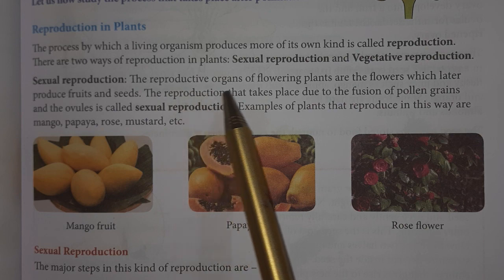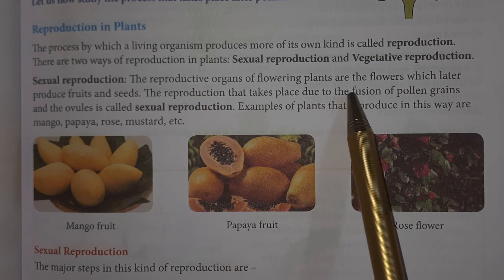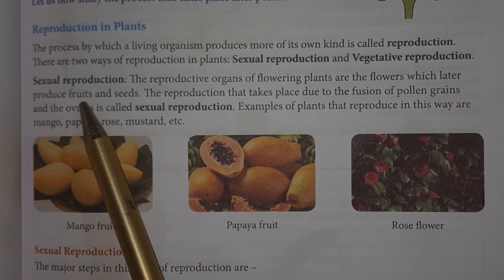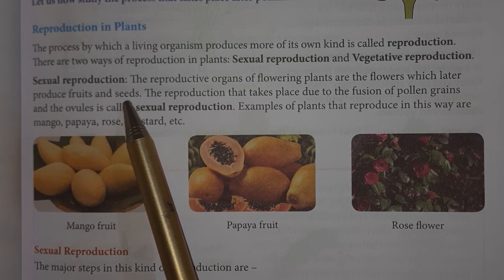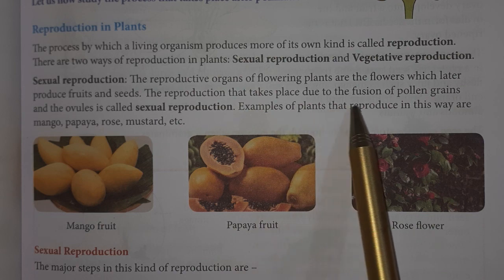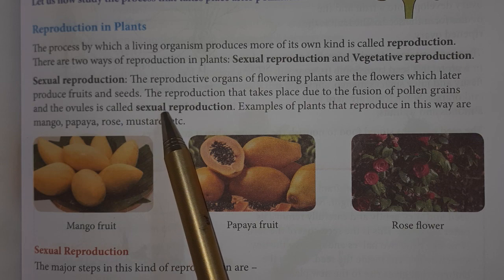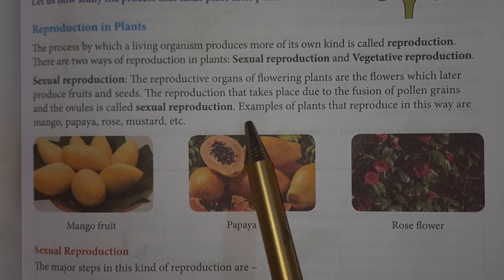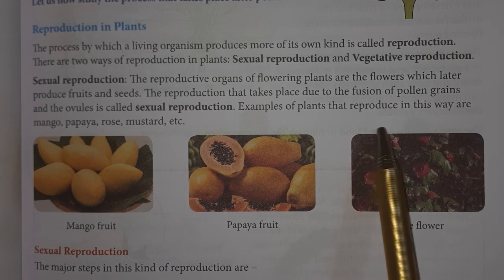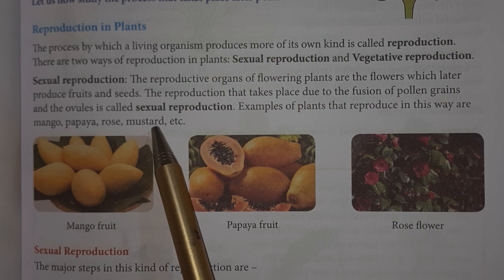The reproductive organs of flowering plants are flowers, which later produce fruits and seeds. The reproduction that takes place due to the fusion of pollen grains and ovules is called sexual reproduction. Examples of plants that reproduce in this way are mango, papaya, rose, mustard, etc.